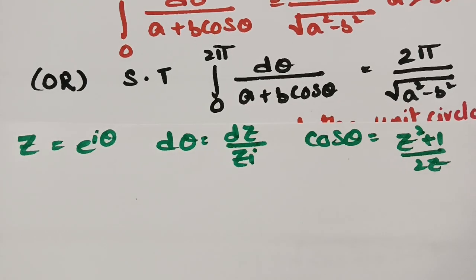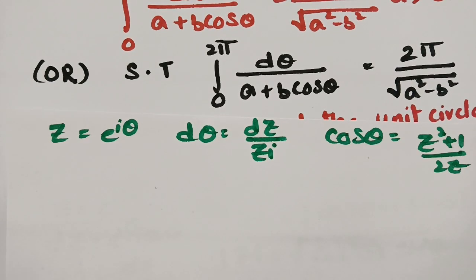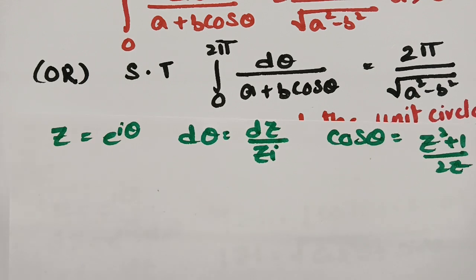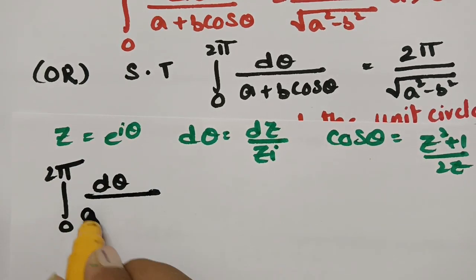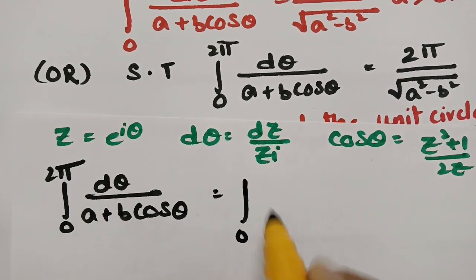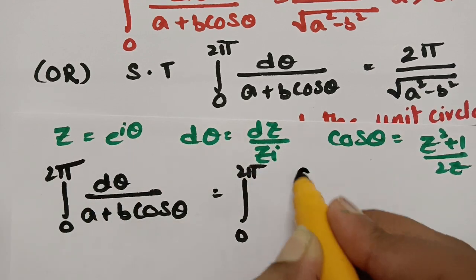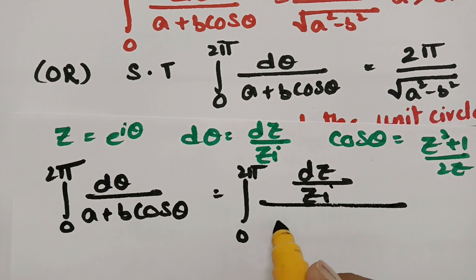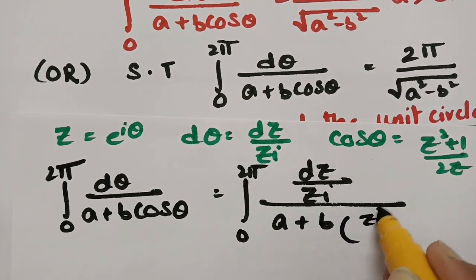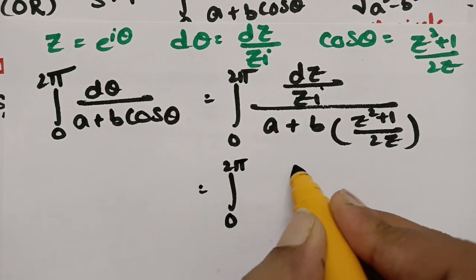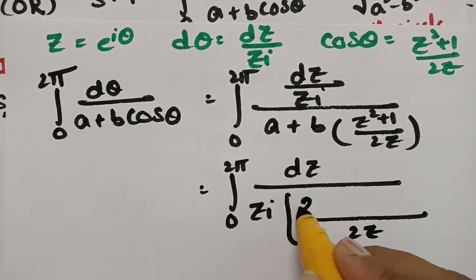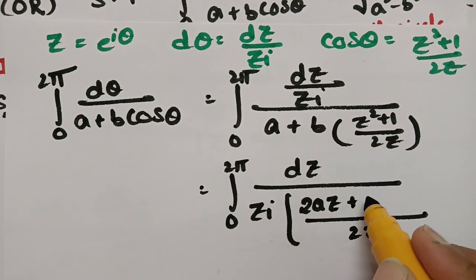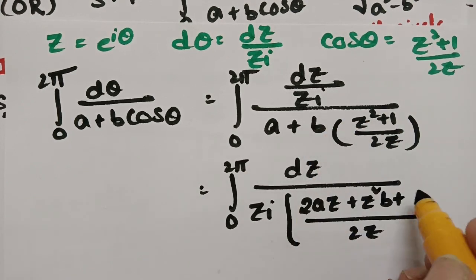Now I need this integral, which is the integral from 0 to 2 pi of d theta by a plus b cos theta. Now I am going to substitute everything here. That is the integral from 0 to 2 pi, where d theta is dz by zi. Clear? And the next one, a plus b times cos theta, which is z square plus 1 by 2z. Therefore this can be written as the integral of dz by zi times, if I take 2z common, clearly this will be 2a into z, plus z square b, plus b inside.